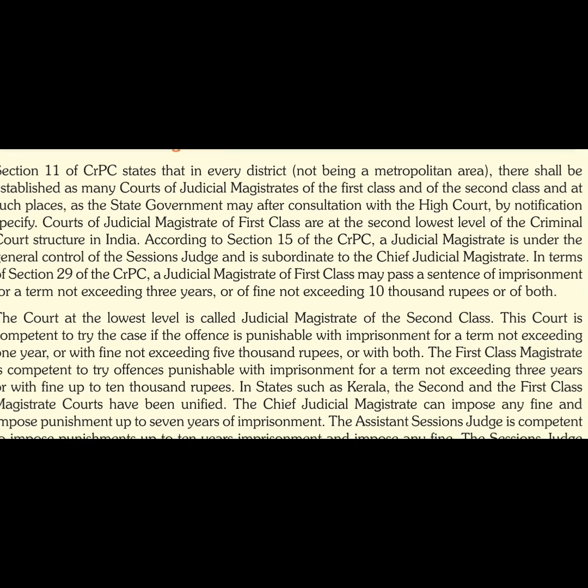Courts of Judicial Magistrate of first class are at the second lowest level of the criminal court structure in India. Why second lowest? Because just a few minutes back I drew a structure: SJ, CJM, and CJM is JMIC only, that is Courts of Judicial Magistrate of first class. According to section 15, please remember the sections, a judicial magistrate is under the general control of the sessions judge and subordinate to the CJM.